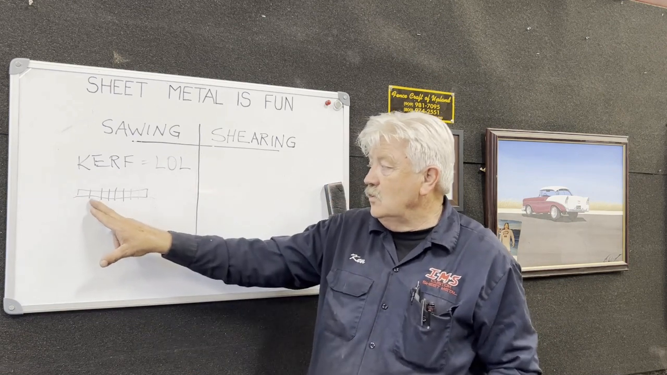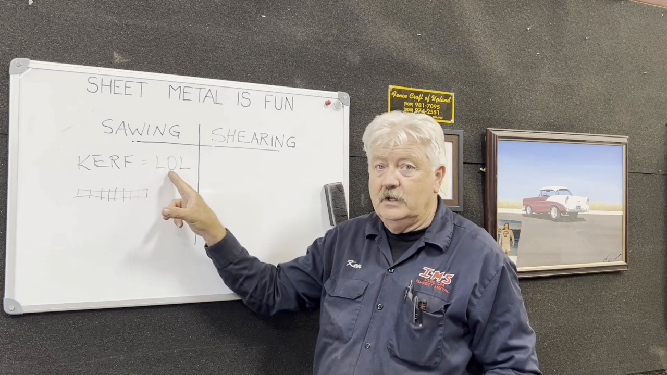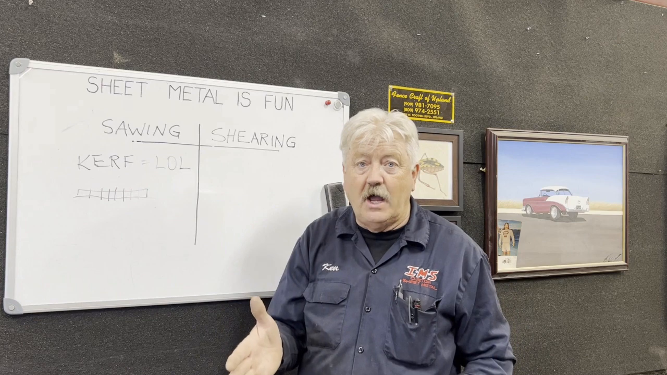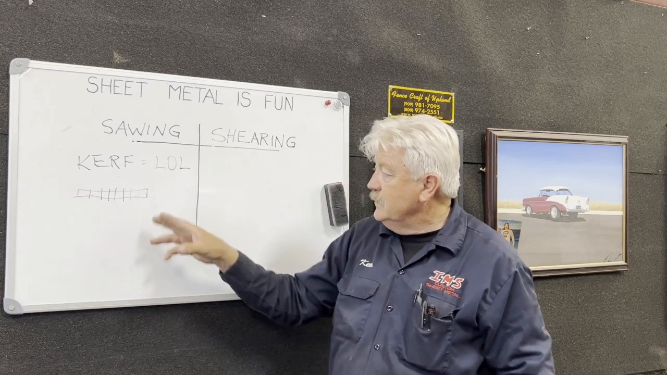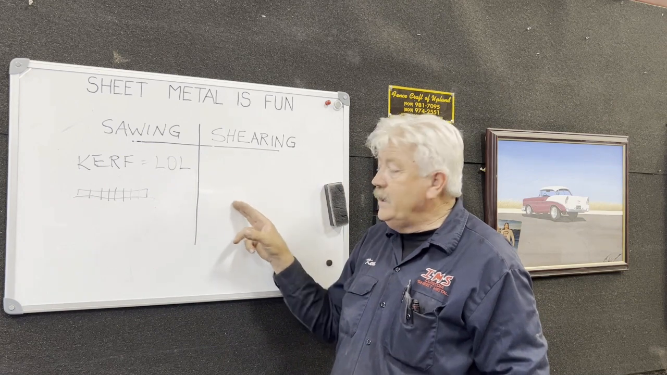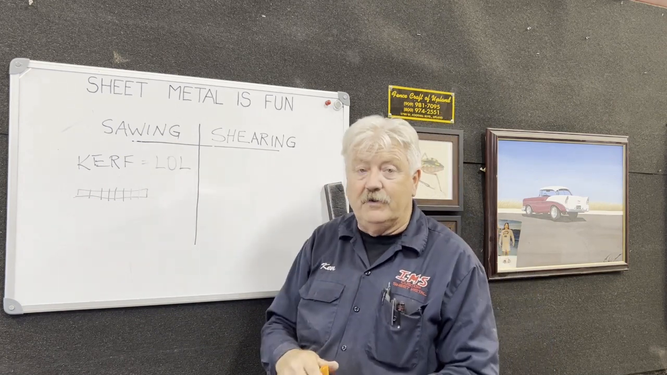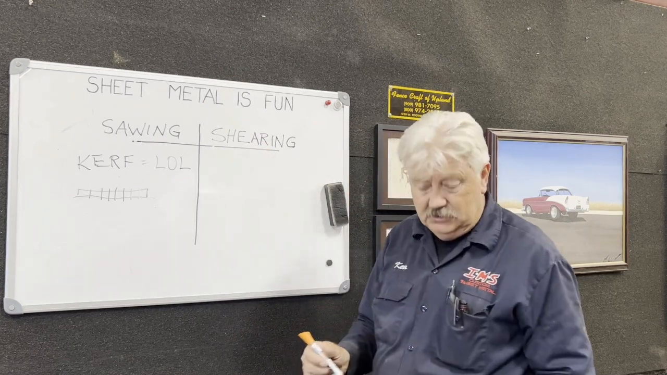So if we started with a board, every time we cut, we lose length. We're losing length because the kerf is taking its price for doing us the favor of making that cut. So what we do with sheet metal is we don't saw sheet metal very often. It's rare if we do. What we do is we shear sheet metal.